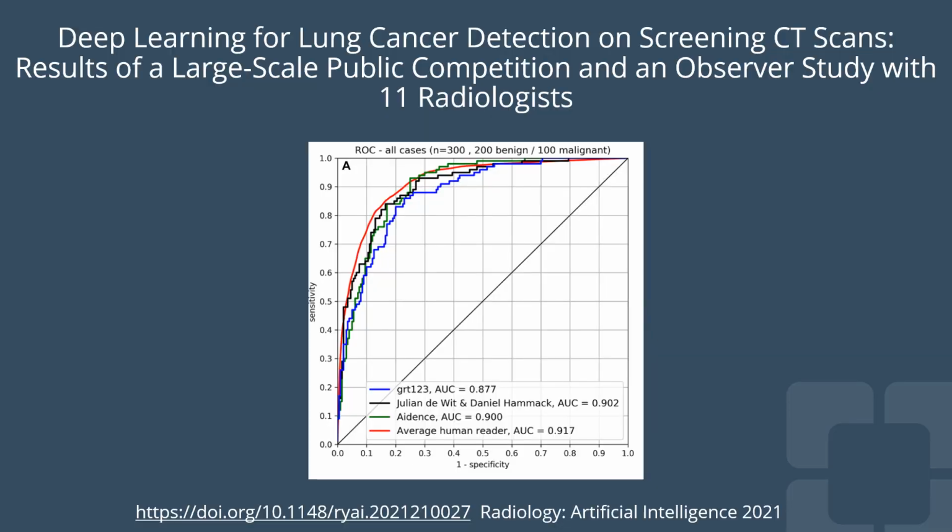This is another very similar study looking at visual data from screening CT scans of patients and to see if deep learning can detect lung cancer and compare these with radiologists.